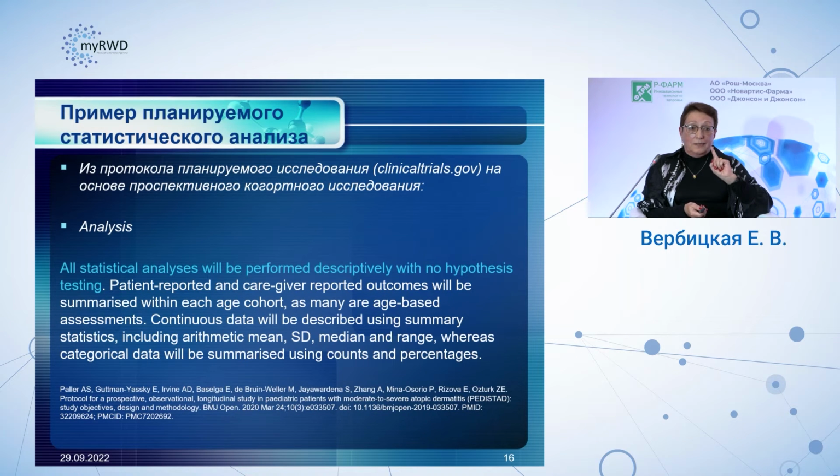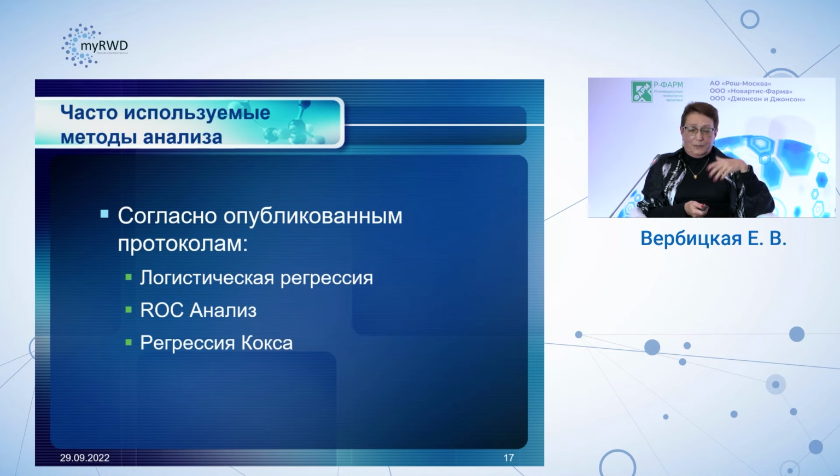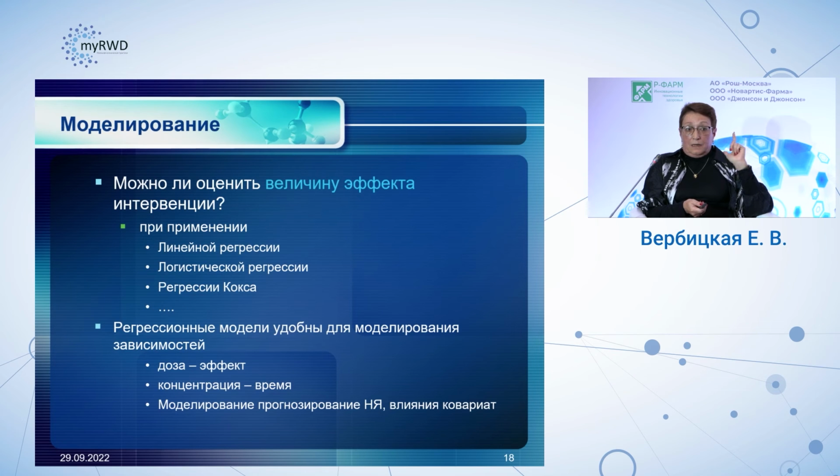So the number of observational trials is growing rapidly, but the analysis is mainly descriptive. They do not assess efficacy. They do not put forward any hypothesis. They just assess outcomes and present them in the form of descriptive statistics. If we look more attentively, we will see that they use mainly logistic regression and ROC analysis.